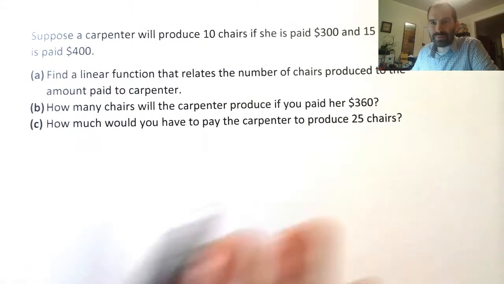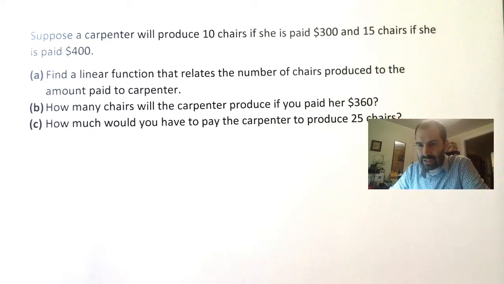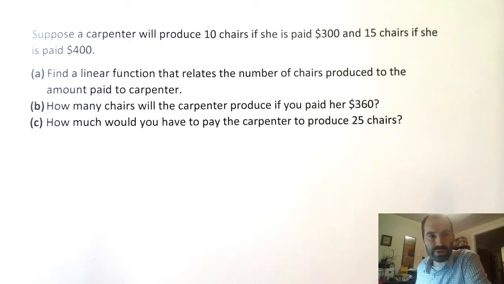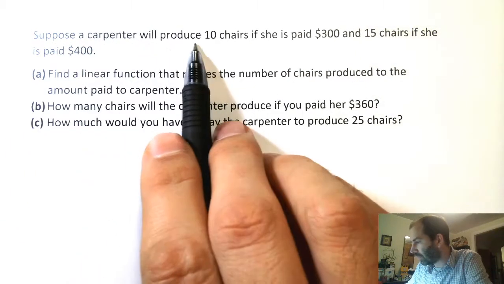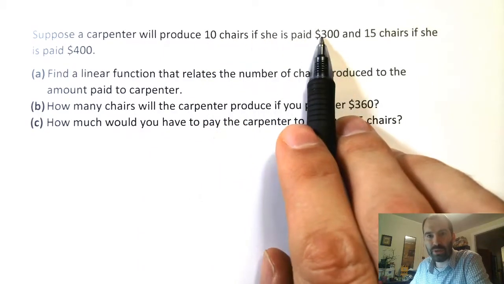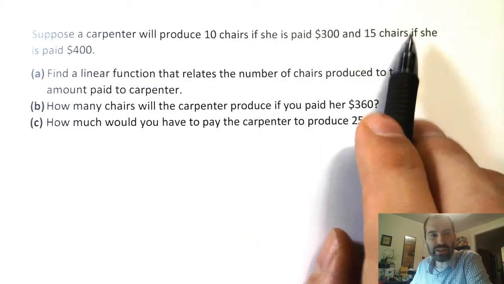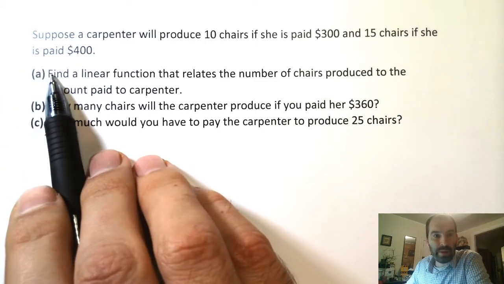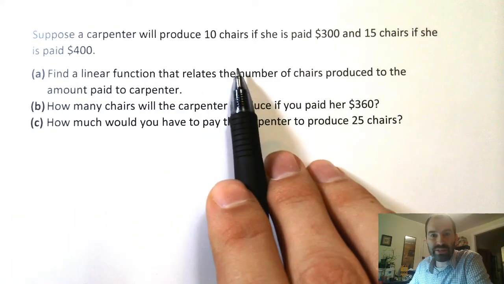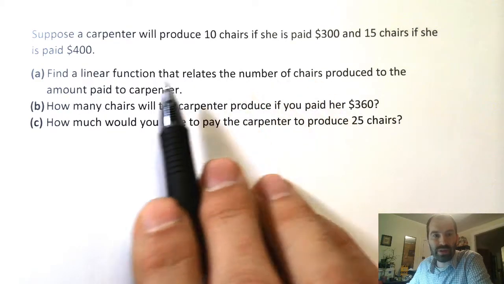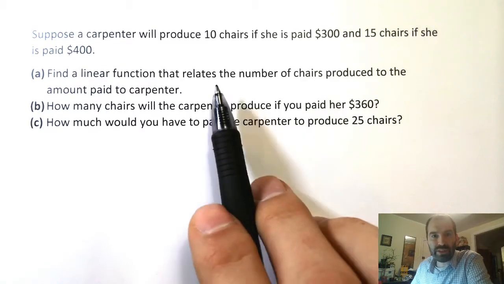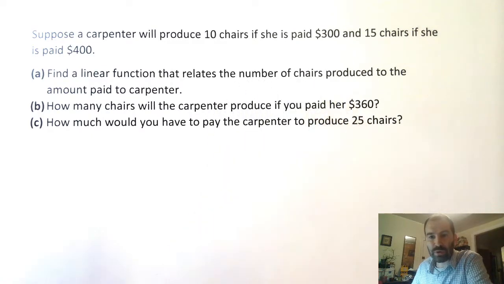Here we have a problem about a carpenter producing chairs. Suppose the carpenter will produce 10 chairs if she's paid 300, and 15 chairs if she's paid 400. Find a linear function that relates the number of chairs produced to the amount paid to the carpenter. So if we're going to give a name to our function, let's call it C.